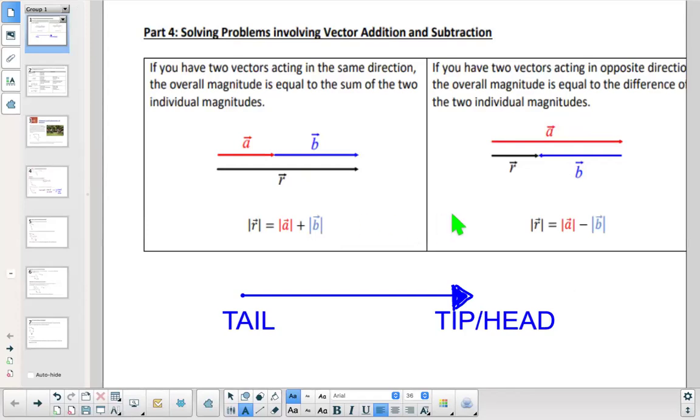But if you have two vectors acting in opposite directions, this often happens with navigation problems. And today we're going to refer to a plane problem where a vector is moving in an opposite direction. The overall magnitude is equal to the difference of the two individual magnitudes. So we have vector A. Vector B is moving into the opposite direction. So you might look at the equation and it looks like a subtraction of vectors, but what we're really talking about is vectors moving in opposite direction. So the resultant is this portion over here.